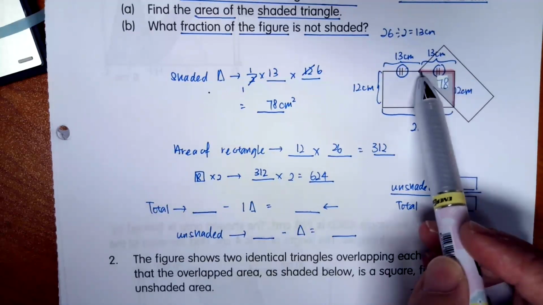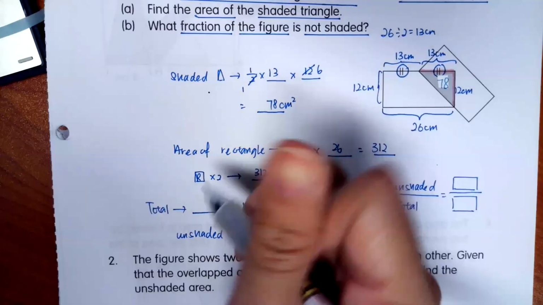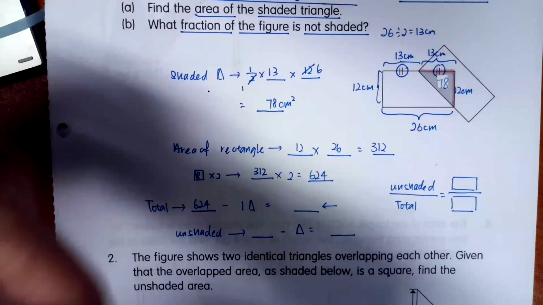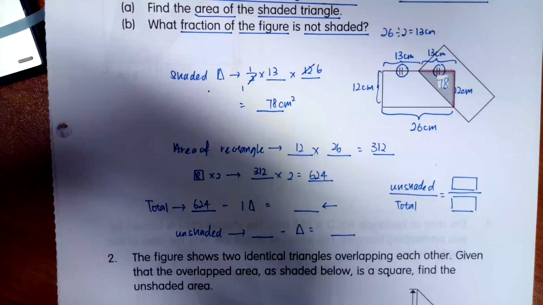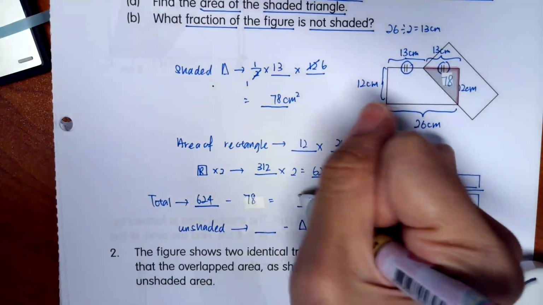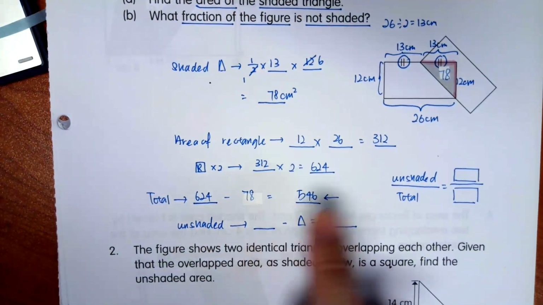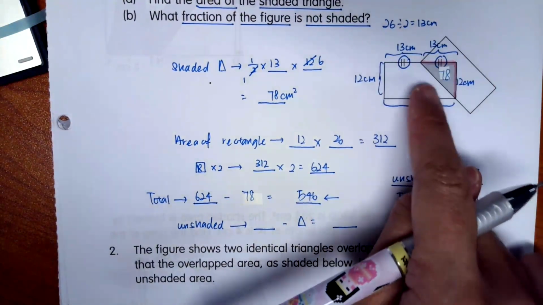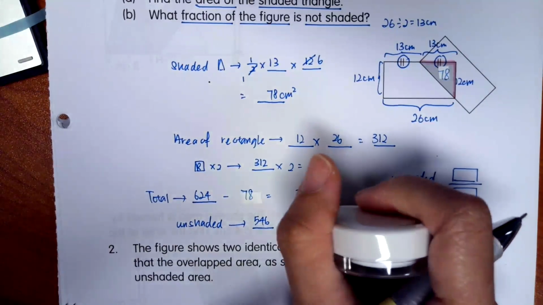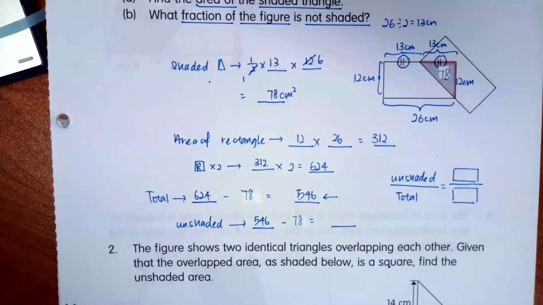Okay, but don't forget 624, you double counted this triangle here. You counted this triangle twice. So you need to minus one set of the triangle. So 624 minus one triangle. So the one triangle is actually 78. You would have 546. Okay, this is my total. For the unshaded, it will be my total minus one triangle. So 546 minus one triangle, 546 minus 78. That would be 468.